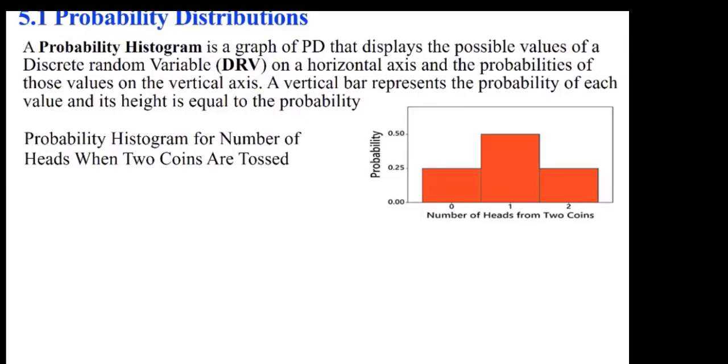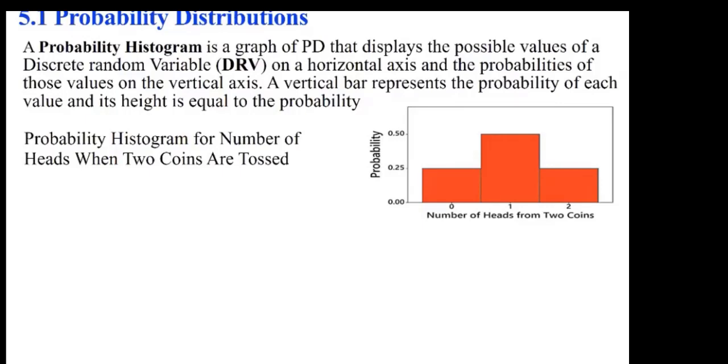And this is a probability histogram for the number of heads when 2 coins are tossed. When we did the histogram, the vertical axis could be frequency or percent frequency. In essence, we are really using percent frequency, which is now the probability. That's the idea behind this.